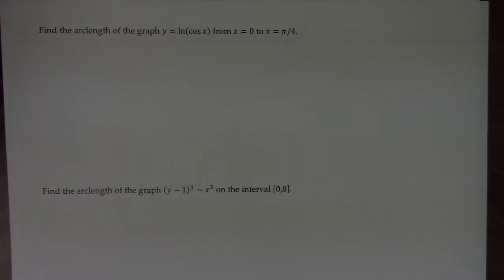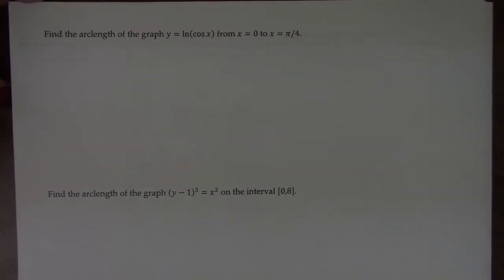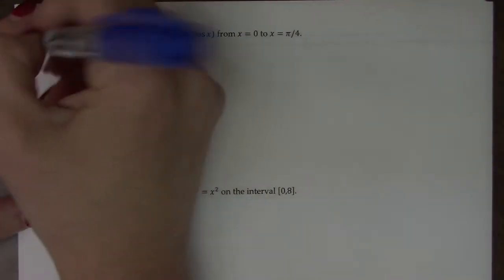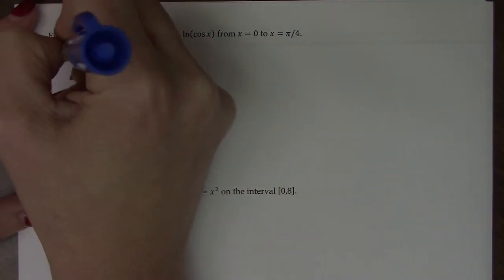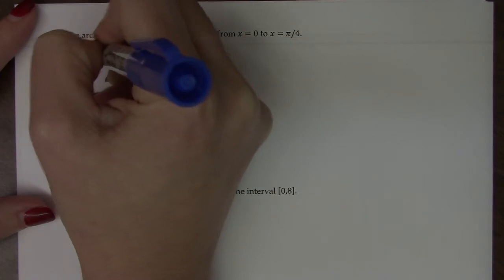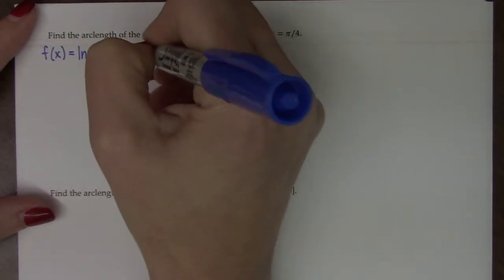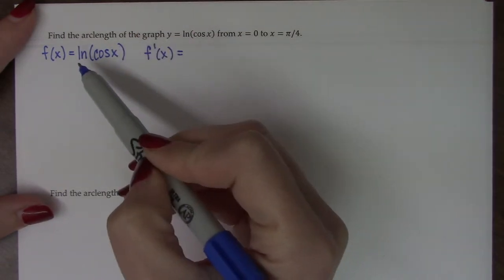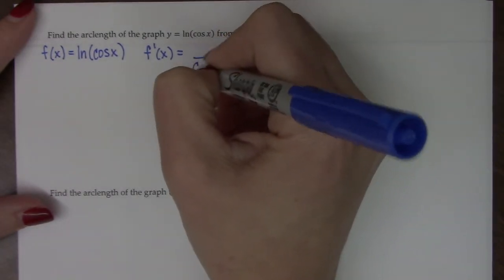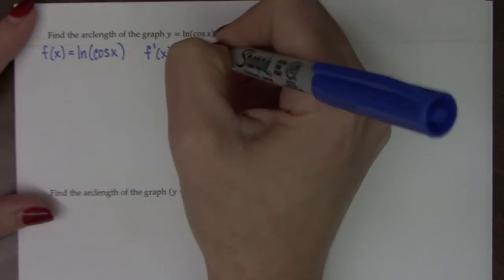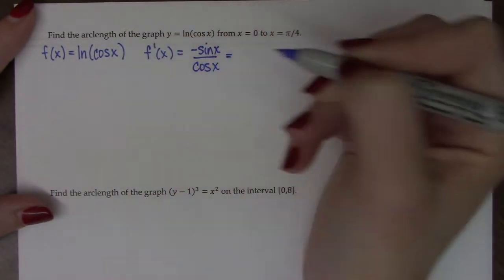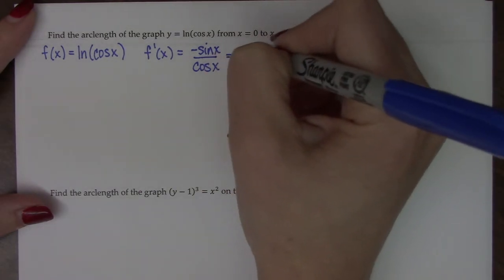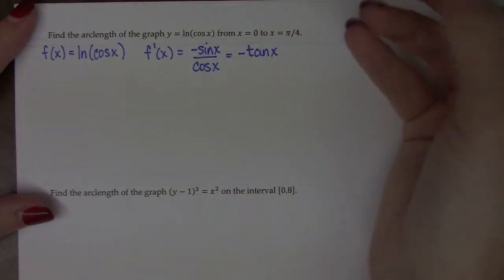So let's find the arc length of ln of cosine x from 0 to pi over 4. So the function f of x is just the natural log of cosine x. The derivative of natural log, this is really natural log of u, so the derivative is u prime over u. So the derivative of the outside is 1 over cosine x times the derivative of the inside, which is negative sine x. Well, negative sine over cosine is just negative tangent.